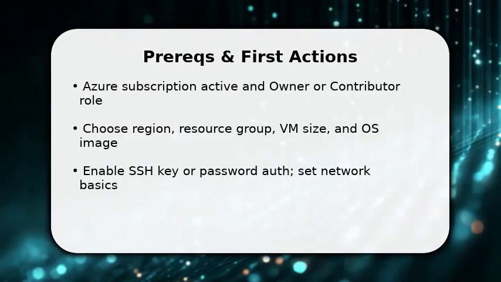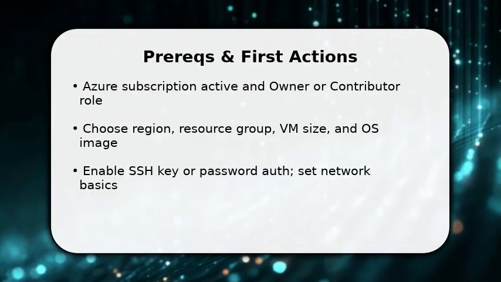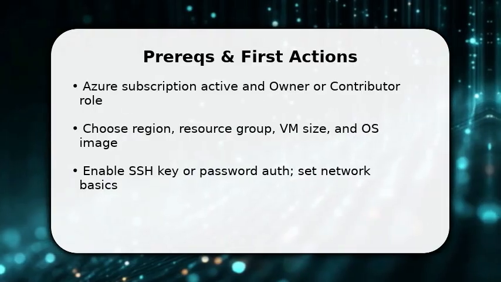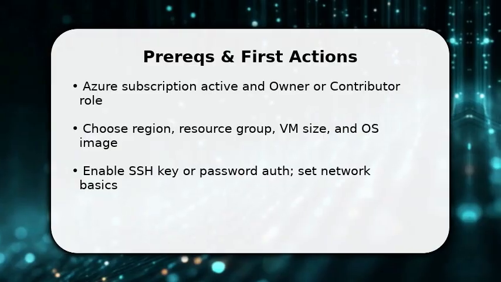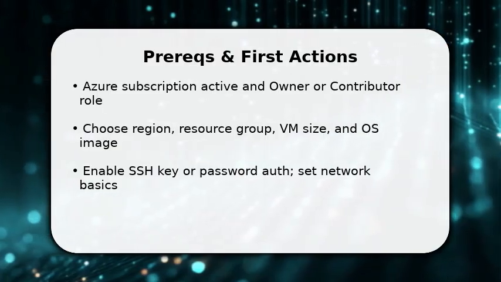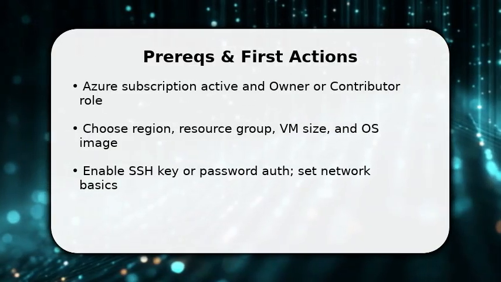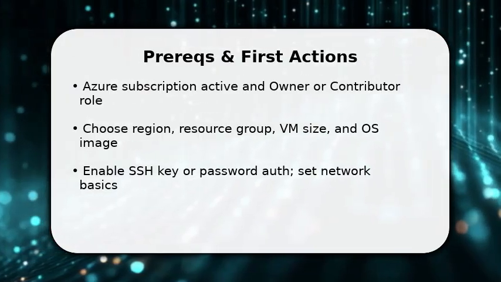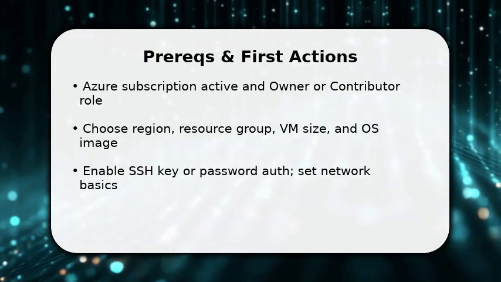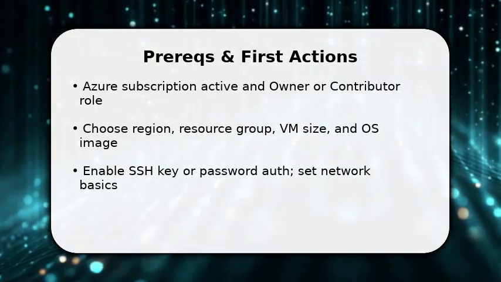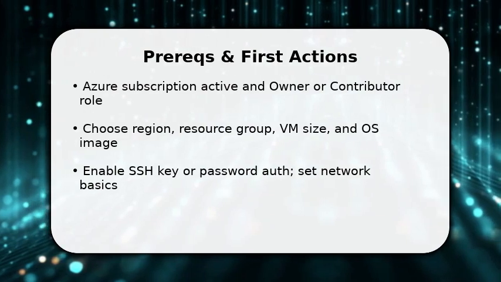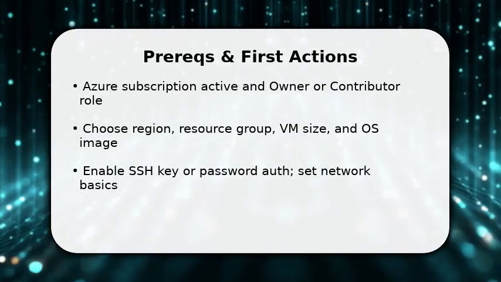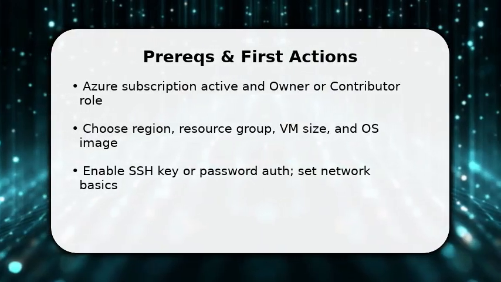You start by confirming prerequisites, an active Azure subscription and sufficient permissions. Once confirmed, create or pick a resource group. This groups related resources for management and billing. Next, choose the region closest to your users to reduce latency, then pick a VM size and OS image based on workload. Make sure to provision SSH keys or set a strong password for access. These first actions establish the environment, so subsequent steps focus on provisioning and networking without rework or permission errors.